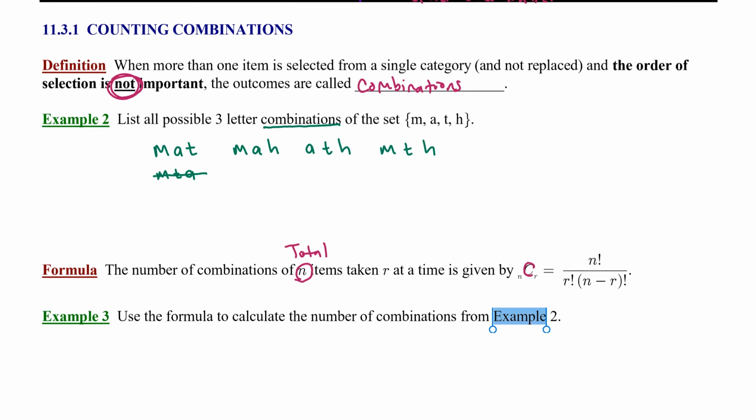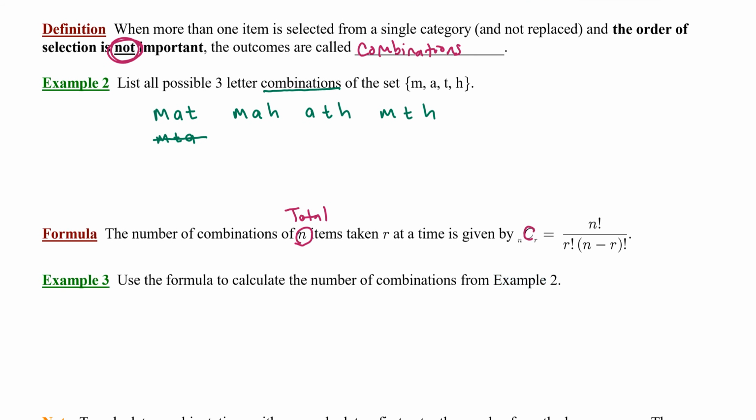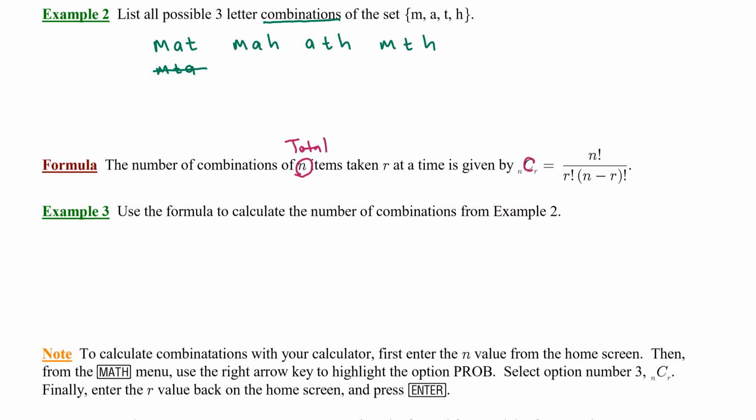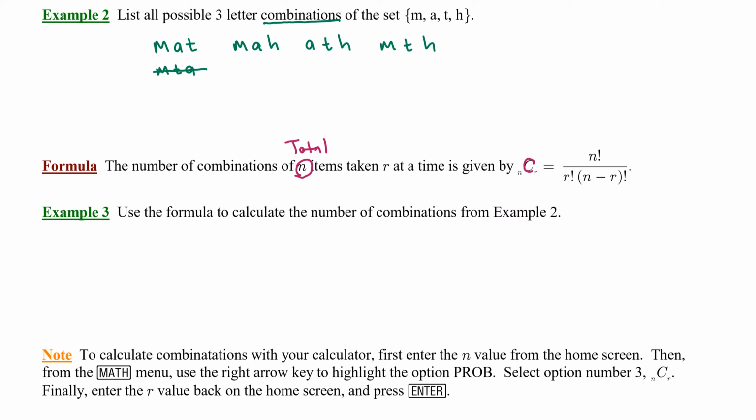Now, let's practice applying this formula to the example we just went through. Use the formula to calculate the number of combinations from example 2. In example 2, we had a total of 4 letters, and we were finding 3-letter combinations. So I'm going to use the letter C here in place of the P. So in the numerator, we have 4 factorial. In the denominator, we have r factorial, that's 3 factorial. And in parentheses, 4 minus 3, and then factorial.